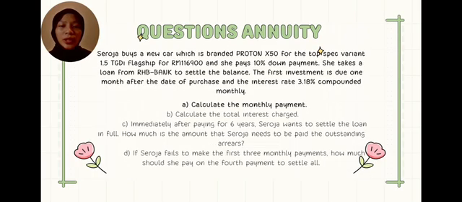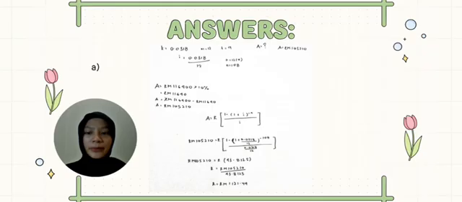Suraja buys a new car, a Proton S15 in the top spec variant 1.5 TGDI Flagship, for 116,900 ringgit, and she pays a 10% down payment. She takes a loan from RHB Bank to settle the balance. The first instalment is due 1 month after the date of purchase and the interest rate is 3.18% compounded monthly. The question is, calculate the monthly payment.